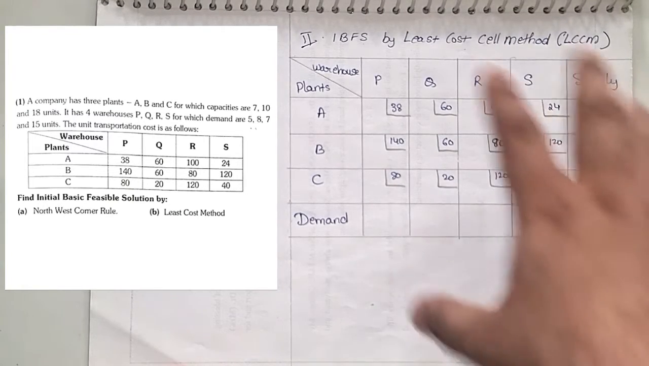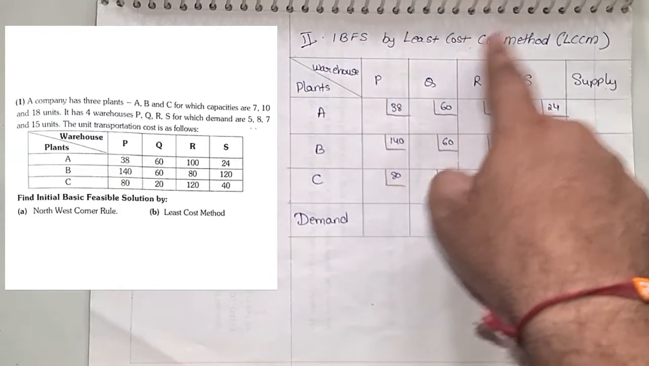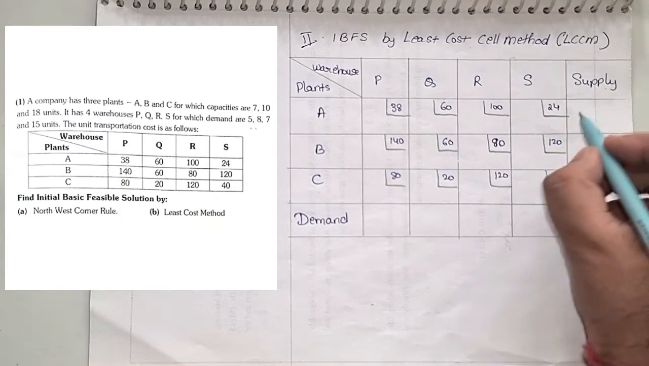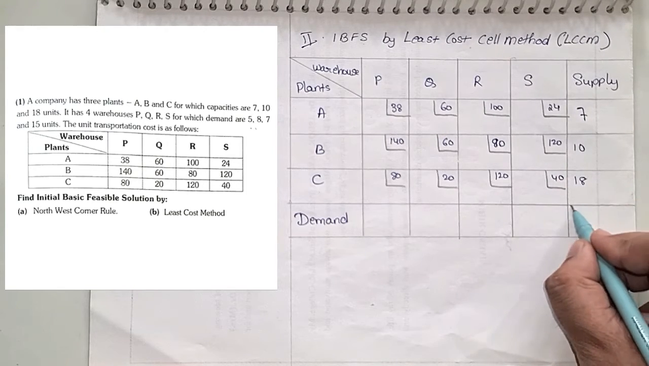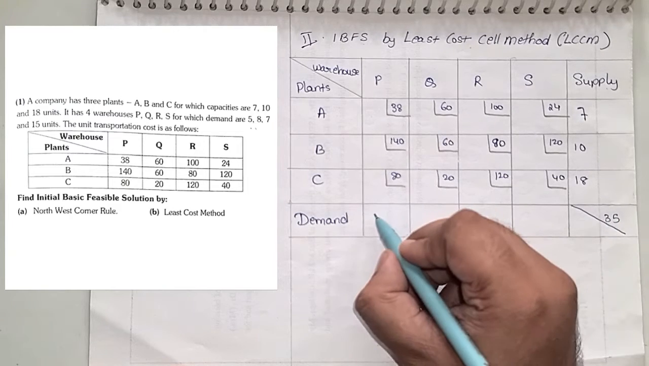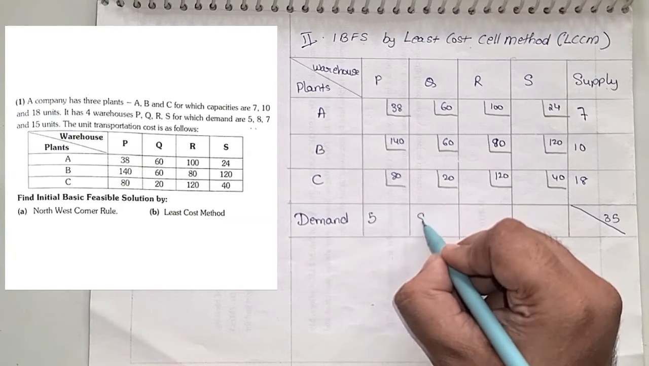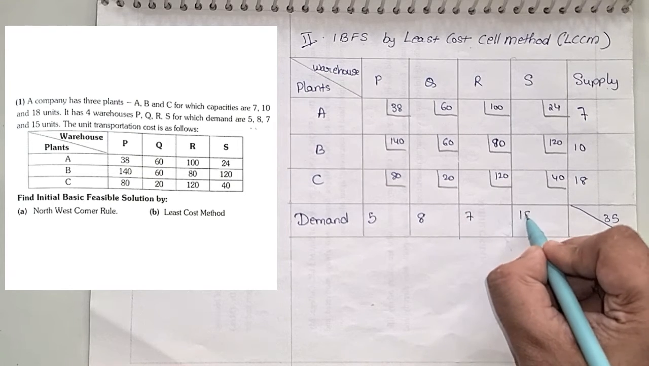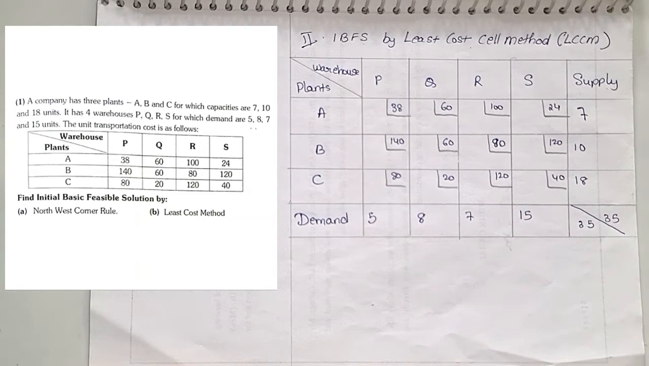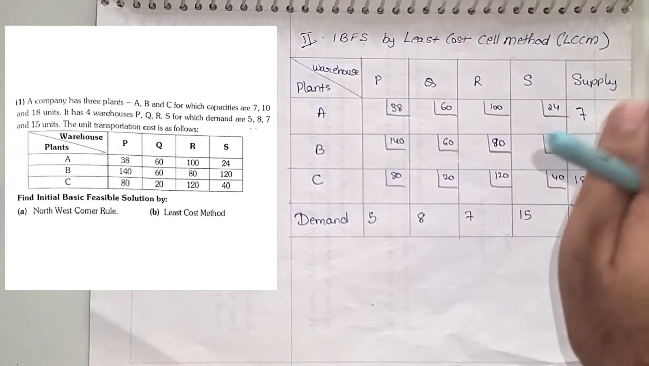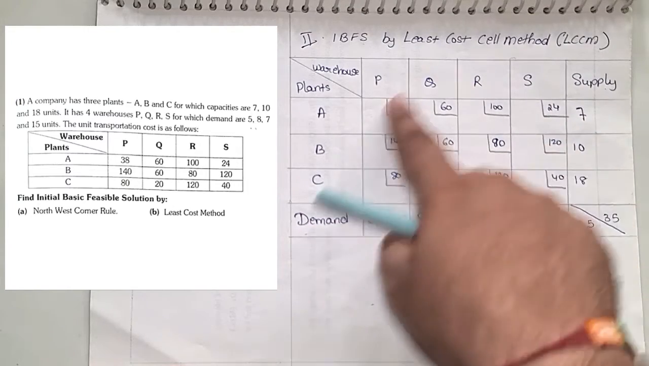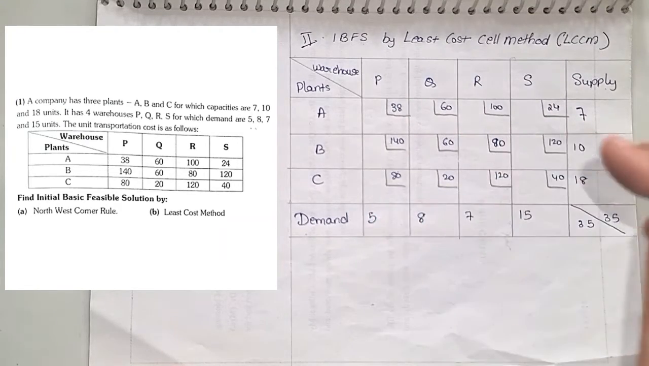Okay, so I have made the same table. Now it is the IBFS as per the least cost cell method. We'll just note down the demand and supply which were given: 7, 10 and 18, the total of which comes to 35, and demand is 5, 8, 7 and 15, which also comes to 35. Now as per finding IBFS as per the least cost cell method, the rule is very simple. Check for the least cost from the entire table, and based on that we'll have to allocate the demand and supply and fulfill it.